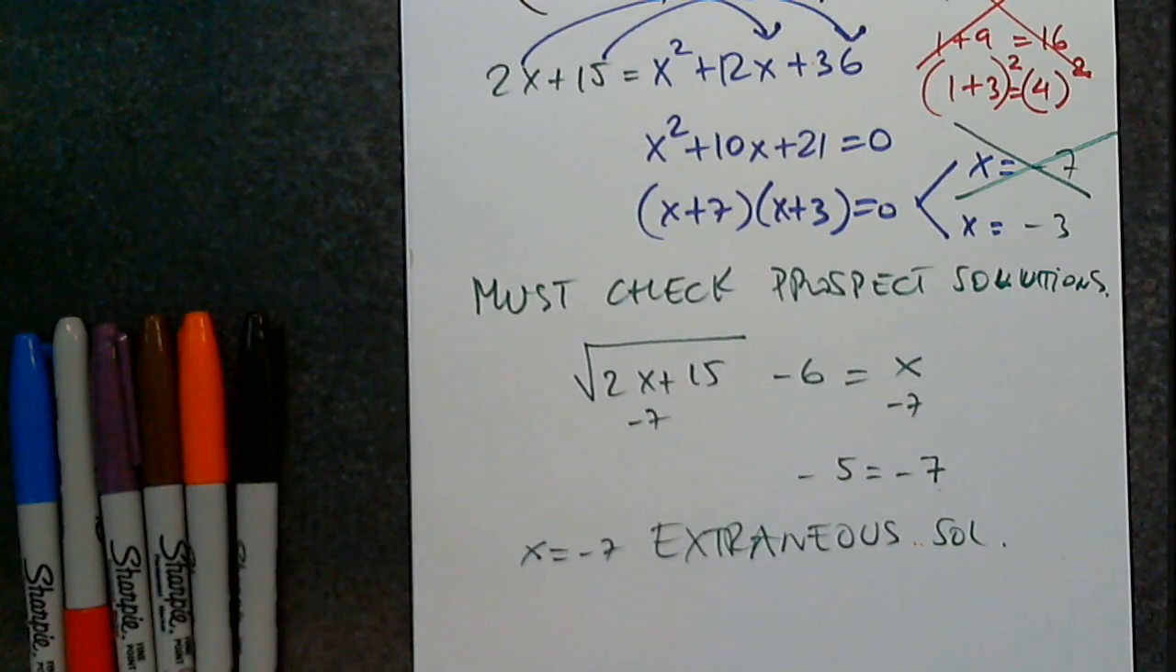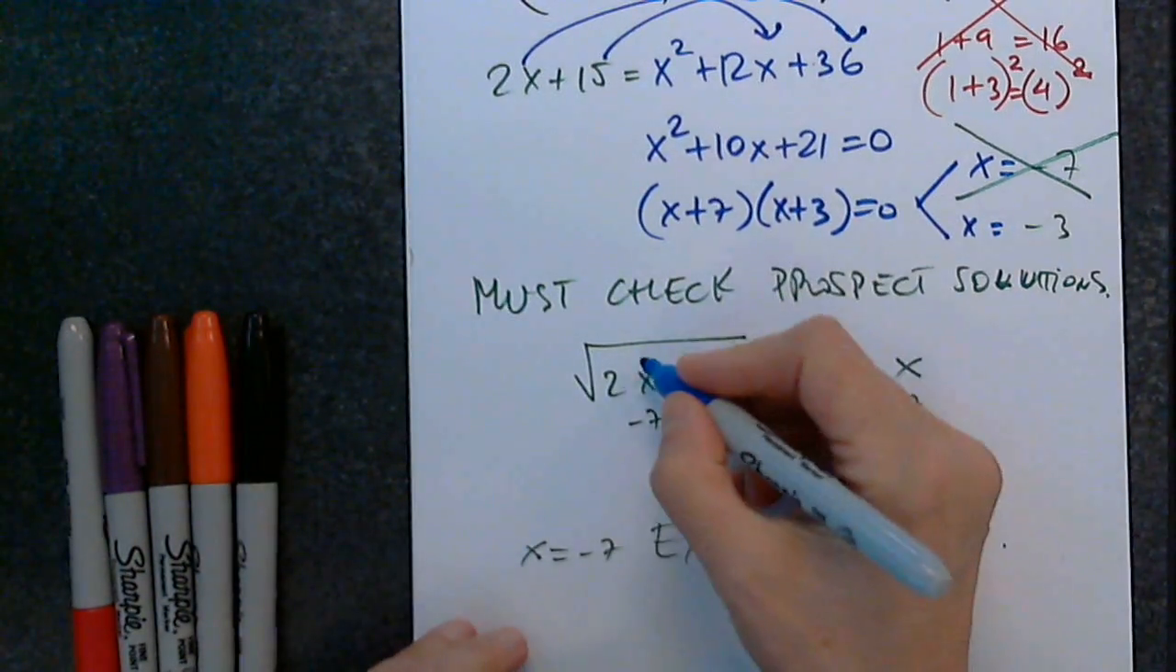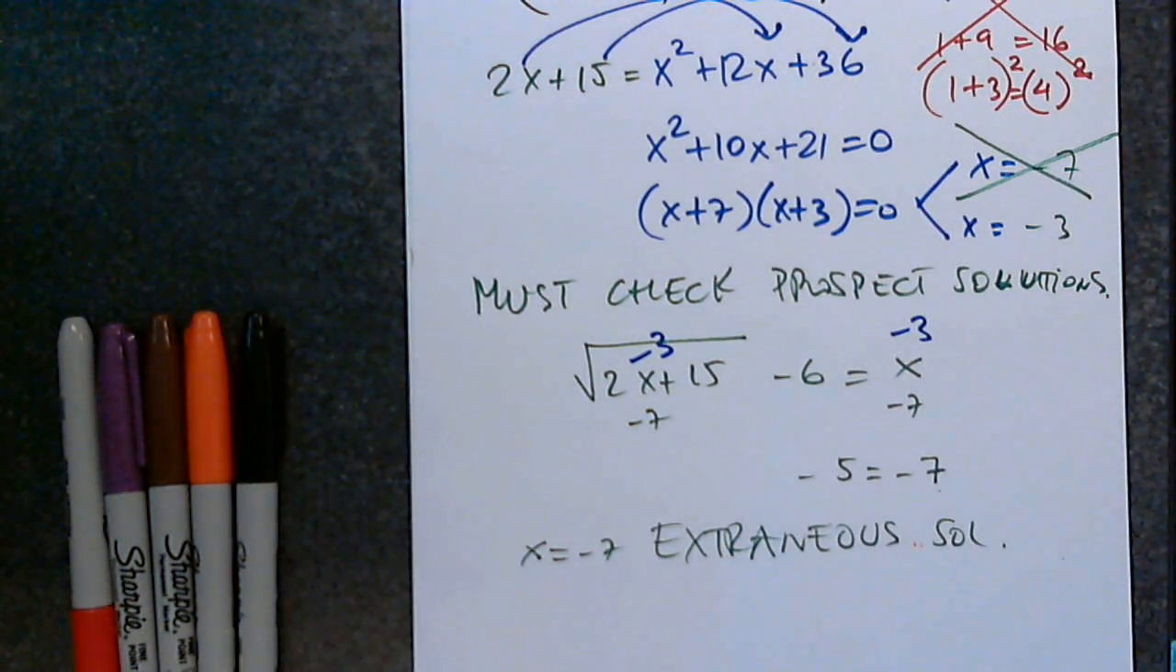Okay, now I have to check negative 3. So let's check negative 3. Let's do it together. 2 times negative 3 is negative 6, plus 15, square root of 9, which is 3, minus 6. Would I accept x equals negative 3? Yes. This is the only solution. The equation has only one solution. One of them was extraneous, a byproduct that doesn't work in the original problem. It was obtained from squaring both sides.